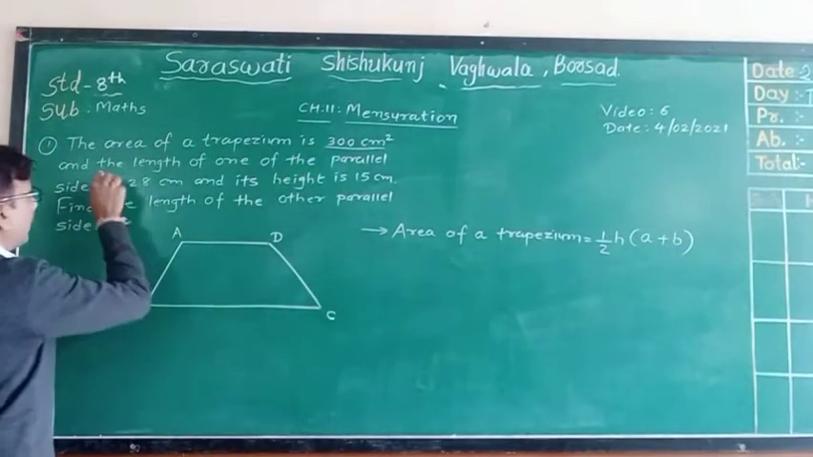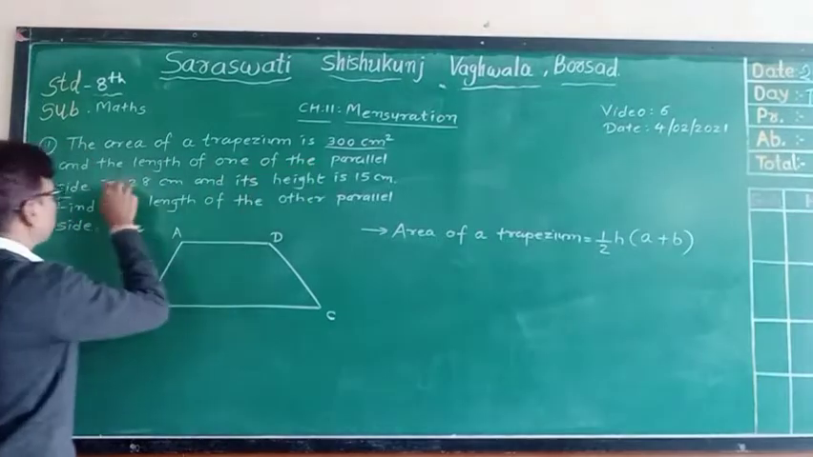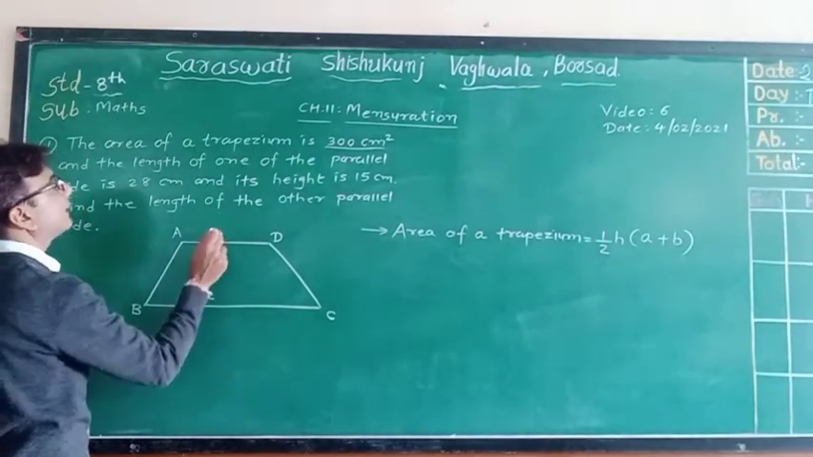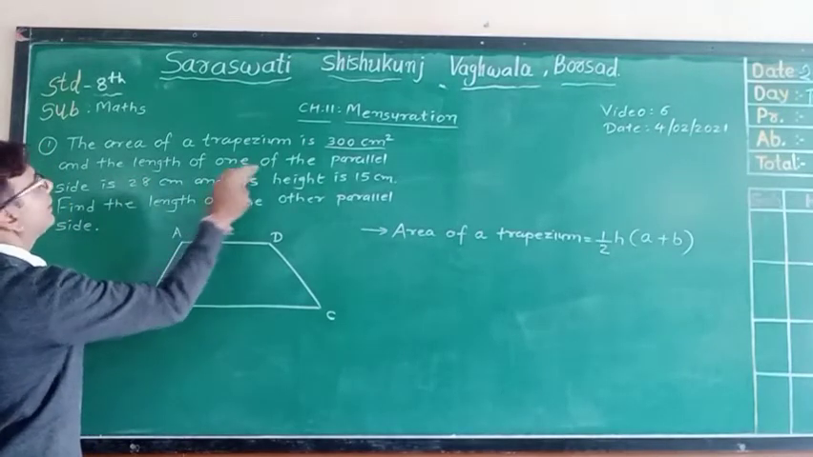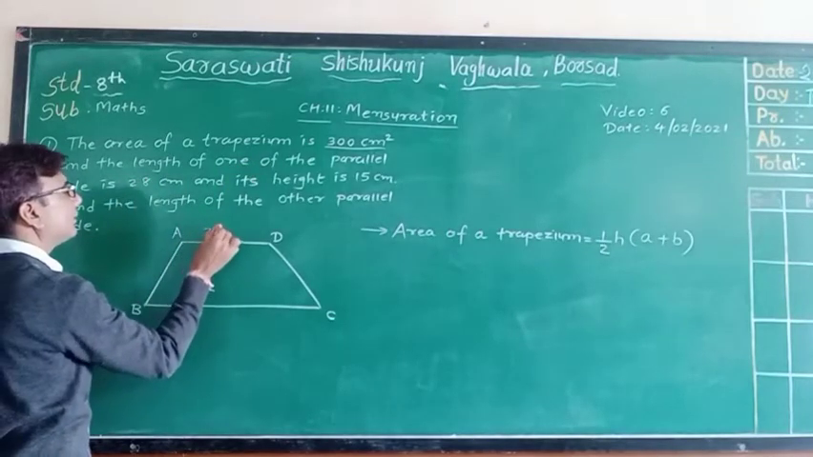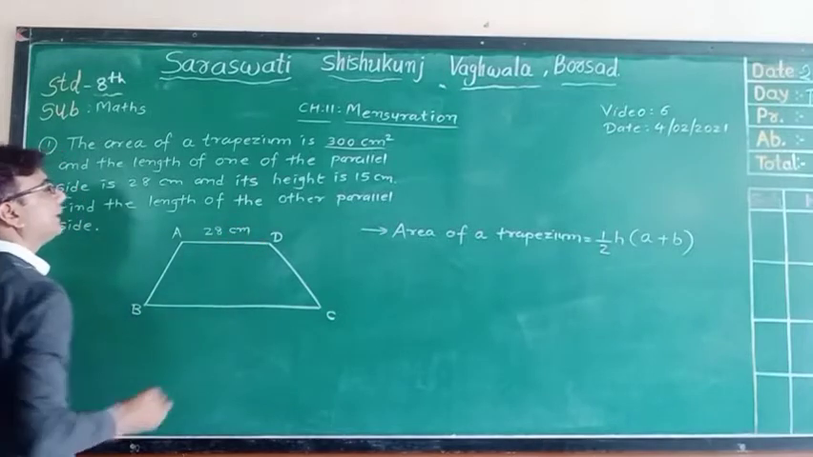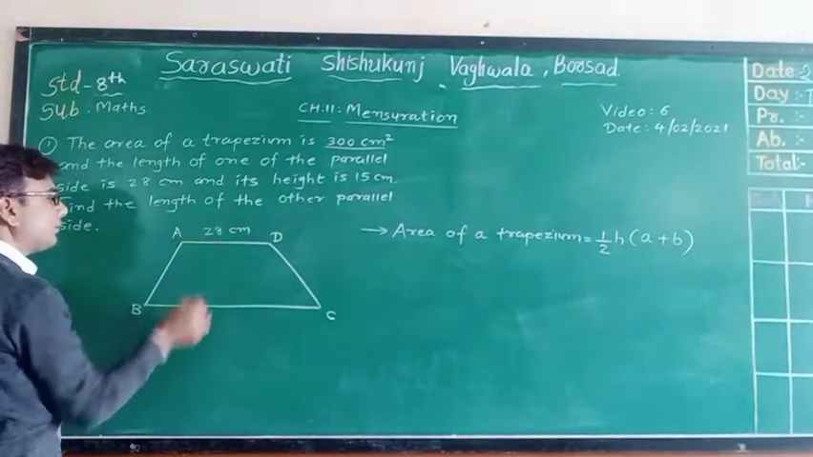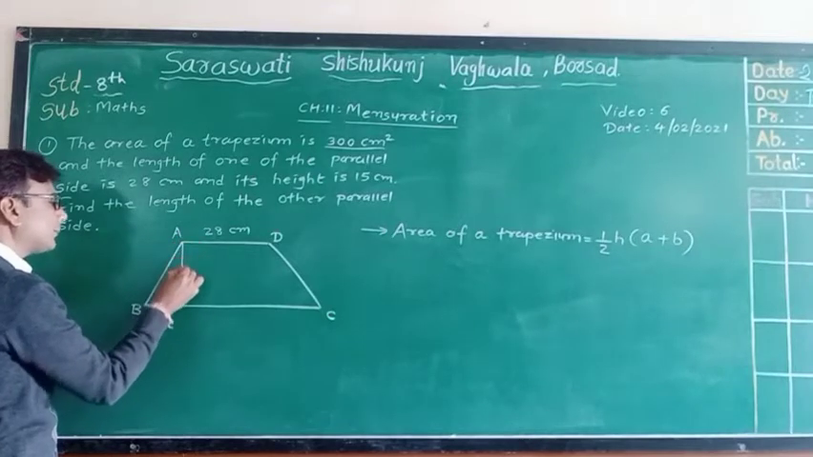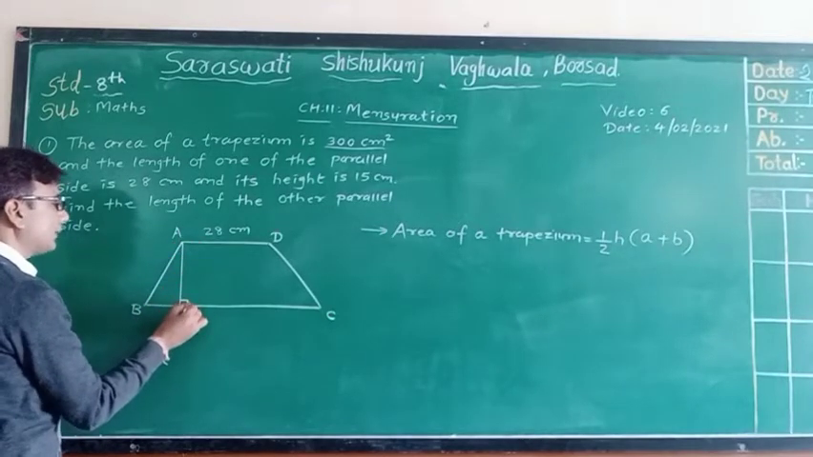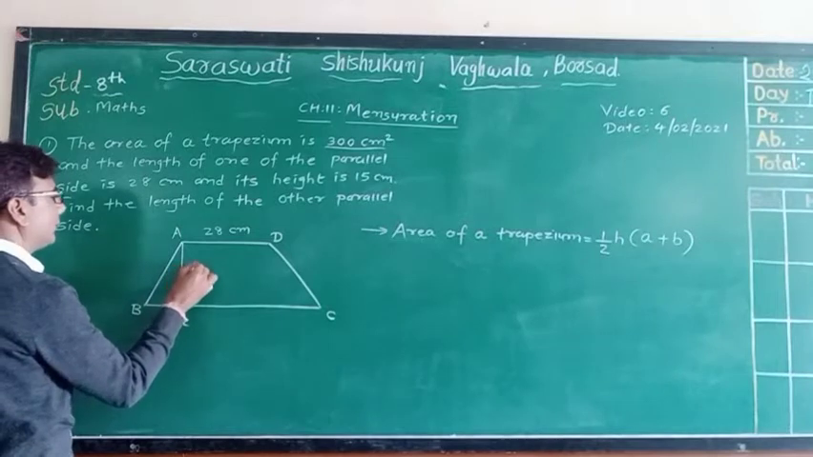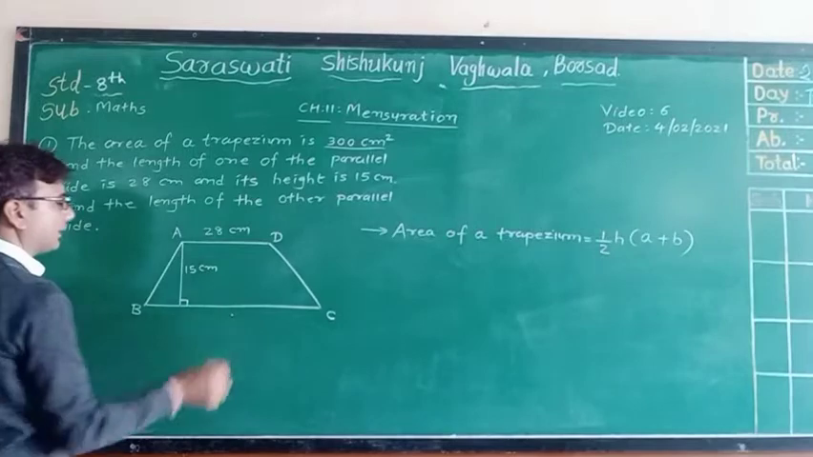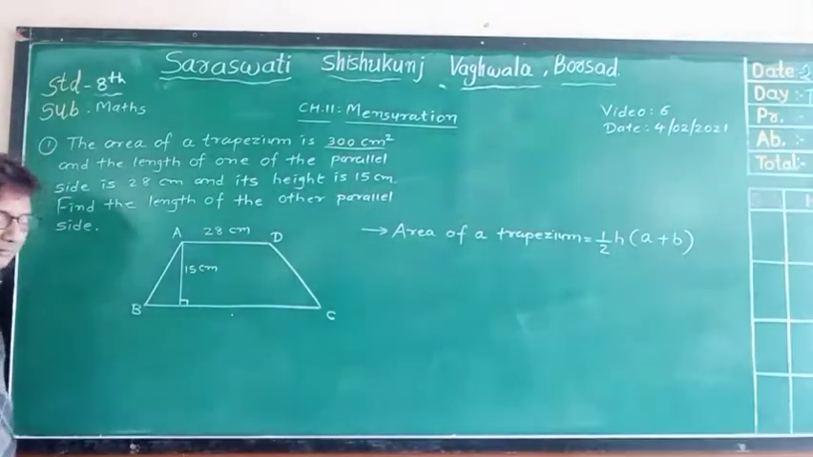And the length of one of the parallel sides. Here there are two parallel sides, one and the second. So let's take the first parallel side measurement as 28 centimeters, and its height is 15. So the distance between these two parallel lines is 15 centimeters. Find the length of the other parallel side. This BC measurement we have to find.